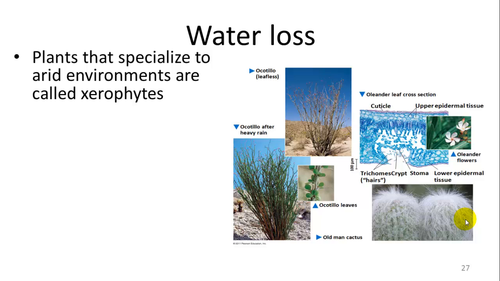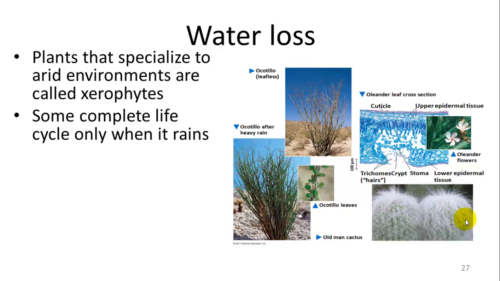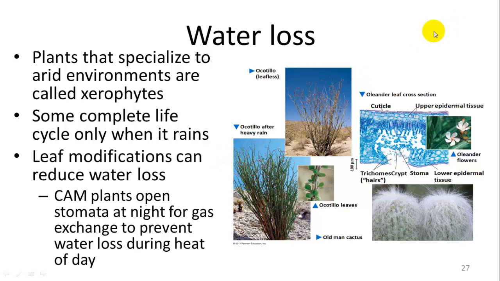To prevent water loss in areas where it's very hot and dry, the plants that grow there are called xerophytes, and some of them complete the life cycle only when it rains. So generally, when it's not raining, they will look mostly dead, but they'll still be alive. And when it rains, they will sprout leaves, they will sprout flowers, and produce seeds and do everything in a short period of time.